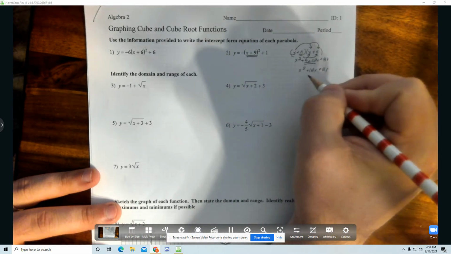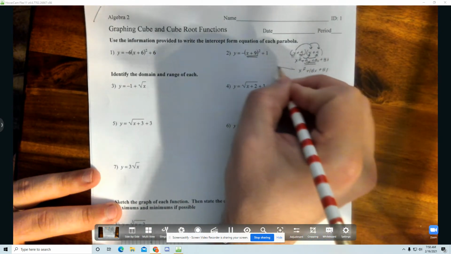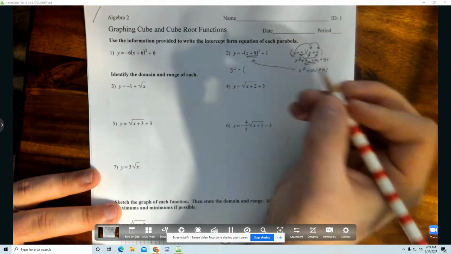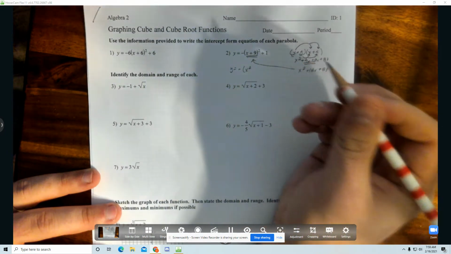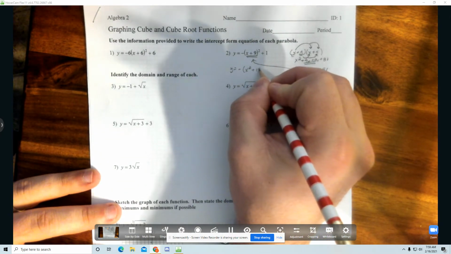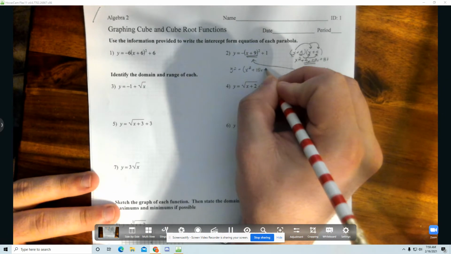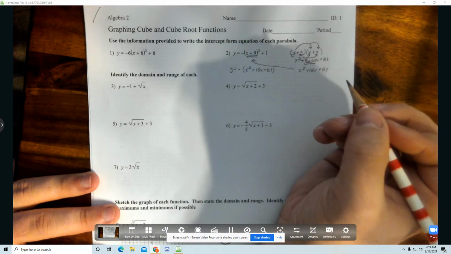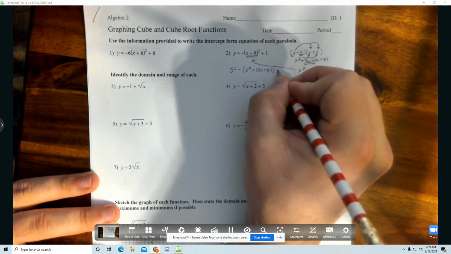And so we take this piece that we have here and we bring it back into our problem. So this becomes y equals negative, x squared plus 18x plus 81, in parentheses, and then there's a plus 1 hanging out here at the end.